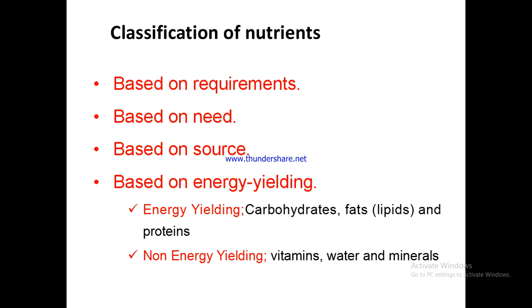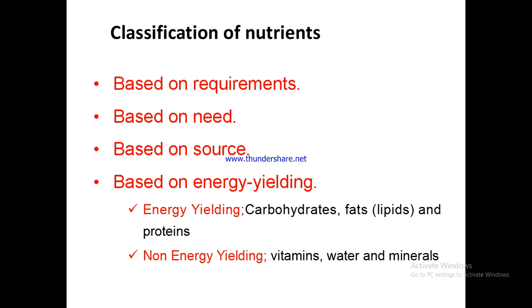Based on source, we can classify nutrients into organic and inorganic. Organic nutrients contain carbon, and usually come from plant or animal origin. They are usually found in natural sources. Inorganic nutrients are usually synthesized, and they also include minerals.